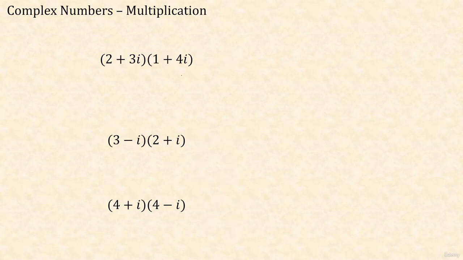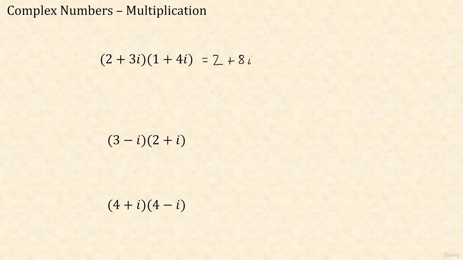Okay, expanding brackets like this, it works just like expanding any quadratic term. We multiply the first two terms. 2 times 1 is 2. You can do this in any order you like. 2 times 4i is 8i.